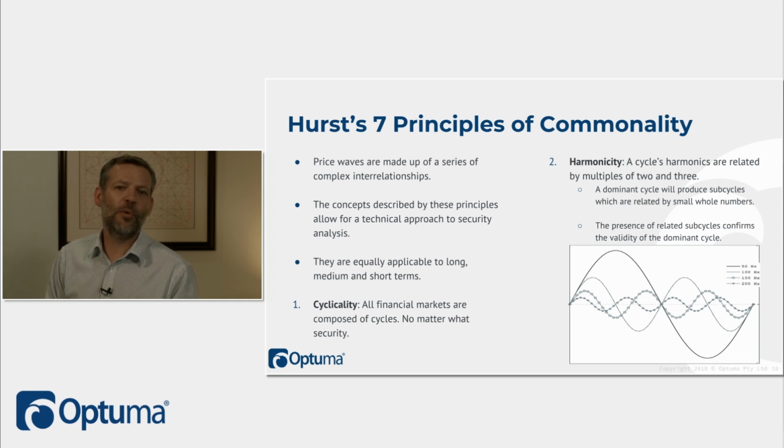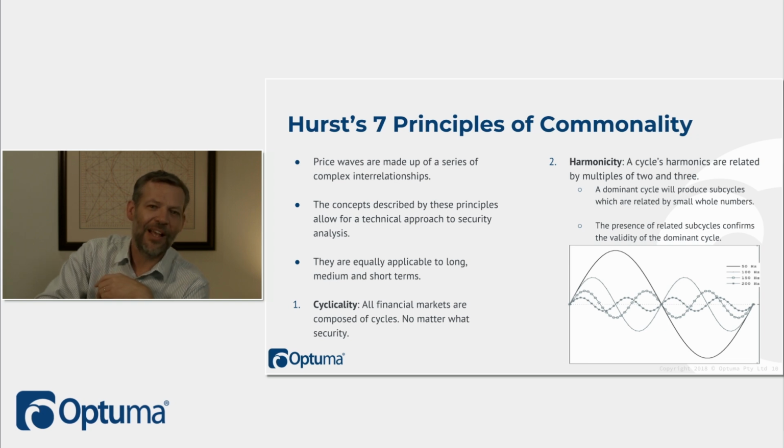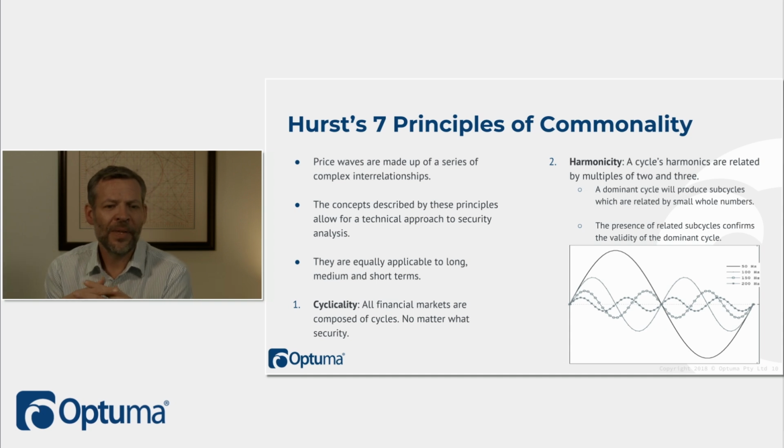So there were 7 principles. When he looked at his work in cycles, he said that there are 7 principles of commonality, things that are common about cycles and what you expect. And if these weren't true, then the premise behind much of his work wouldn't hold up. And so this is what he was working at. So price waves are made up of a series of complex interrelationships. We see that. It's not just a nice smooth run up and then a smooth run down. We get these secondary waves and tertiary waves and tertiary trends like we studied with Dow.